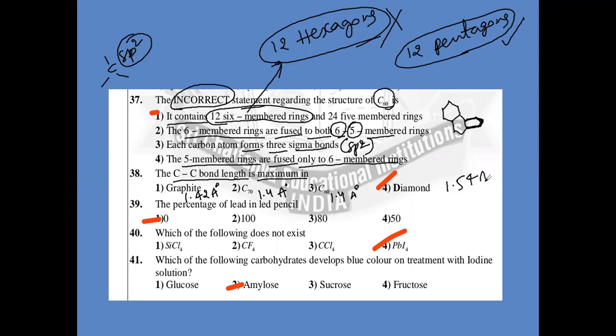1.54. In which case maximum is the diamond. Next, the percentage of lead in lead pencil. Generally, lead pencils are made up of what? Graphite. Graphite and clay. So 100% graphite only is there. Okay, there is no lead in this. Lead will be 0%. That's why that's 0%.